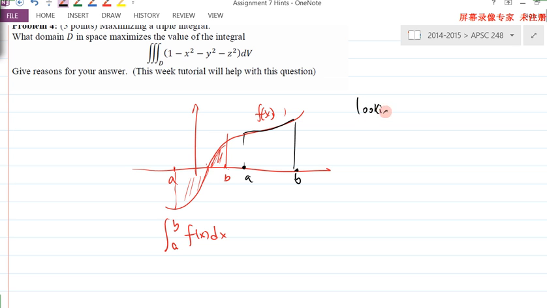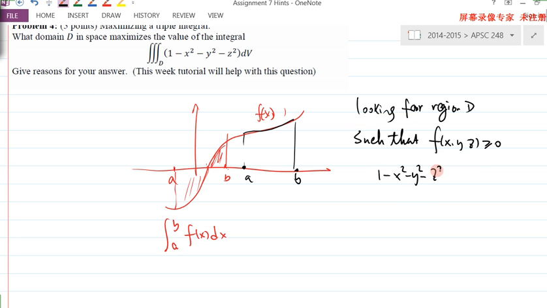So we're looking for a region D such that this function f of x, y is greater than 0. If that's the case, then we're maximizing this integral here. This function greater than 0 means 1 minus x squared minus y squared minus z squared greater than 0. Moving this whole chunk to the right side, we get this less than 1.